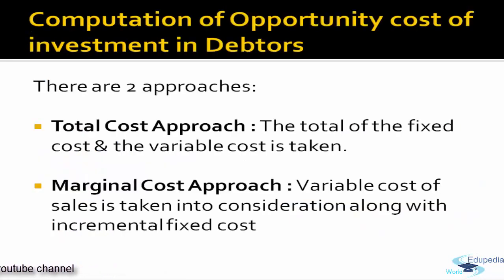Correct. Next is to compute the opportunity cost because of that investment in debtors. It's already mentioned in the question that the company would earn 20%, so what is the opportunity cost of debtors? This can be computed by two methods. One is the total cost approach. The other one is the marginal cost approach. In the total cost approach, we take both the investment in fixed cost and variable cost to compute it. And in the marginal cost approach, we take the variable cost and only the incremental fixed cost to compute the opportunity cost. I'll explain. First, we compute the same by the total cost approach.